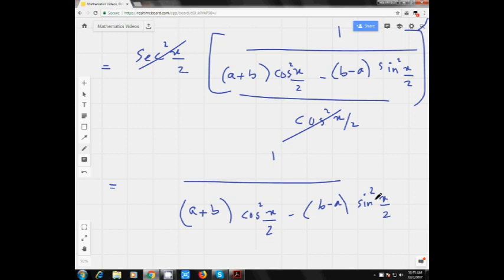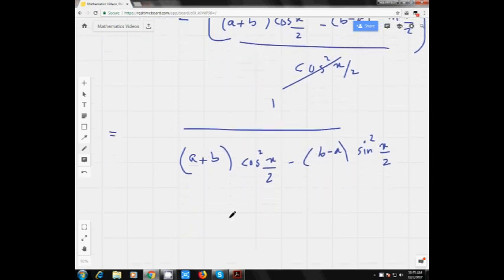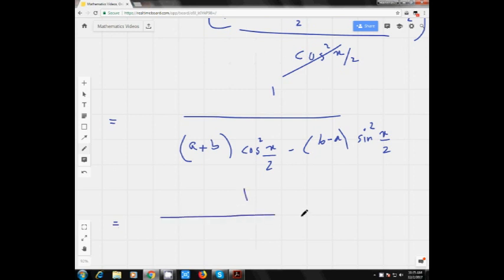Let me check the answer. This question number 26. You have to further simplify it. So we would have further simplify this one. Apply the distributive law. A cos square x by 2 plus b cos square x by 2. Similarly, apply the distributive law here. Minus b times a sine square x by 2 and plus a times sine square x by 2.